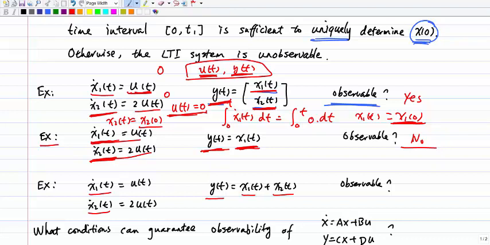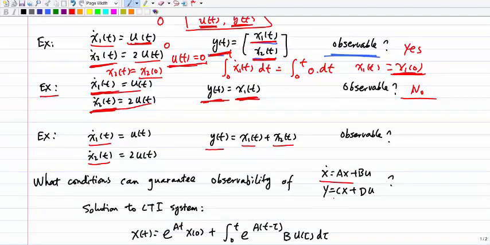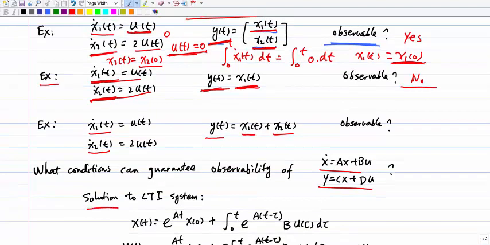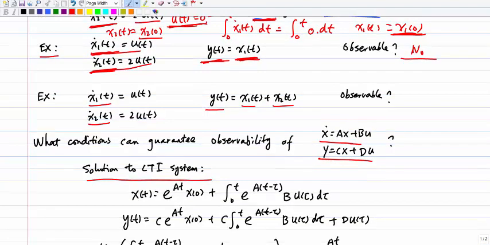Next we're going to talk about the conditions that can guarantee the observability of a general linear time invariant system. To analyze that, we want to simplify the problem a little bit. If you look at the solution of the linear time invariant system, this is the solution to x(t) and this is the solution to y(t). This is the standard solution for a linear time invariant system. I don't want to repeat it here.